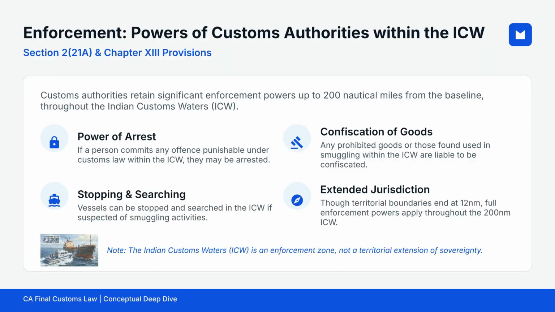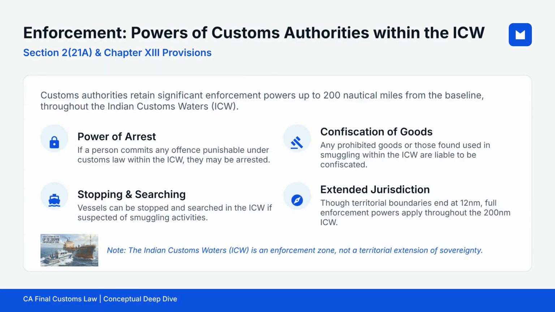First, they can arrest individuals committing customs offenses within this zone. Second, prohibited goods or goods involved in smuggling activities may be confiscated. Third, vessels suspected of smuggling can be stopped, boarded, searched, and investigated. The key point is that these powers remain available throughout the entire 200 nautical mile Indian customs waters, even though India's territorial sovereignty ends at 12 nautical miles.